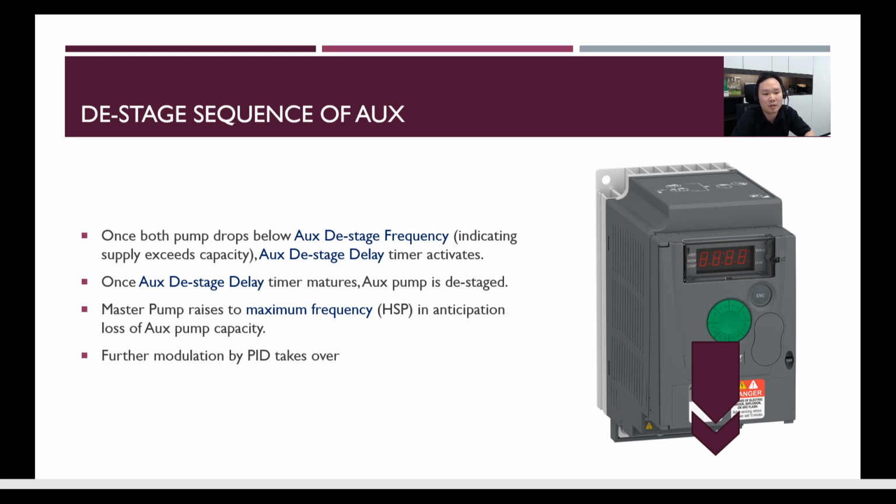Once both pumps drop below the auxiliary D stage frequency, which indicates that the supply now exceeds the demand, the aux D stage delay timer is activated. Typically the D stage frequency will be somewhere slightly above your LSP, your low speed. If your low speed is at 30 Hertz, probably your D stage frequency will be at 31, 32 or something like that. So once you go below this speed, the stage timer activates.